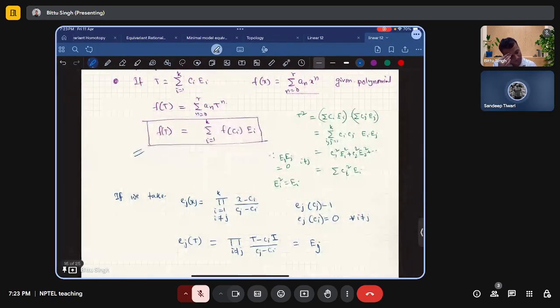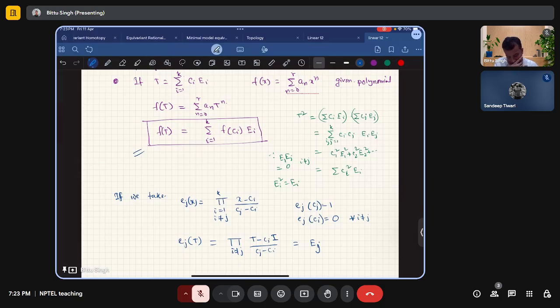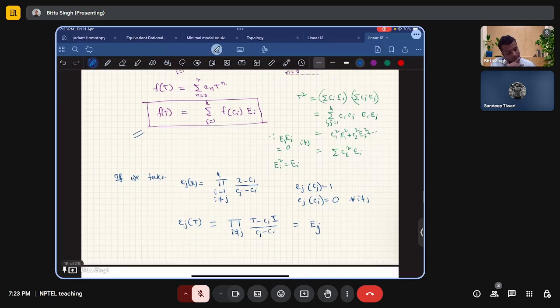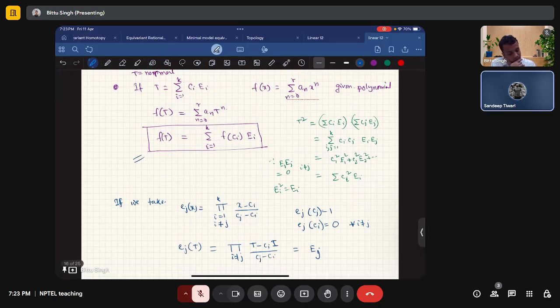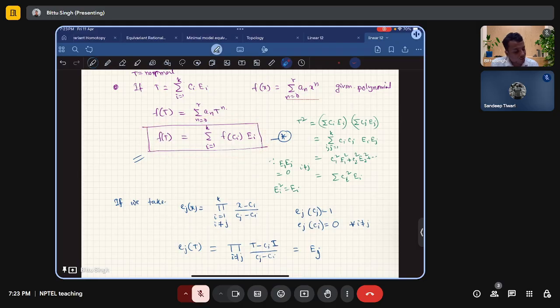Same as Ej. Why is this true? Because if we consider the product, then this will come out as the summation of ci Ei. So you have already seen this fact, right? T can be written as f applied on the coefficient times Ei. So if you apply Ej on T, this is the same as applying Ej on the coefficient Ci. But what is Ej Ci?